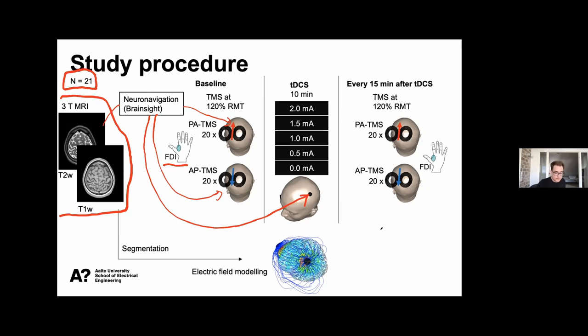These experiments were performed by my colleagues in Japan, and my group did the computational analysis. We took the MRI data, segmented them and did the electric field modeling. In the modeling, we used the exact same electrode position as that used in the actual experiments, recorded using the BrainSight software. After the electric field calculations, we tried to correlate or model the relationship between the MEP amplitudes and the electric fields.